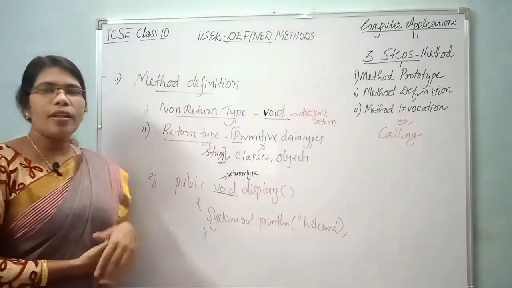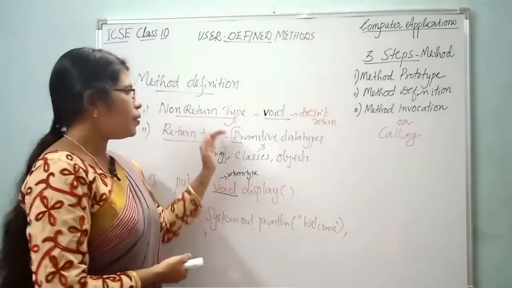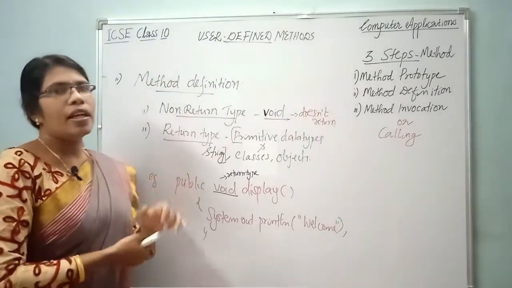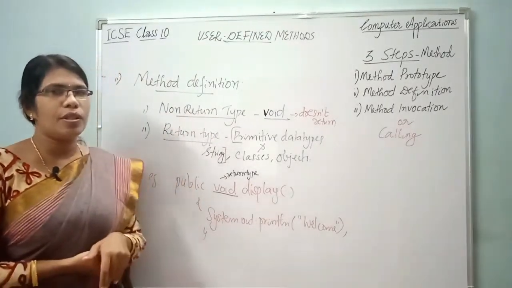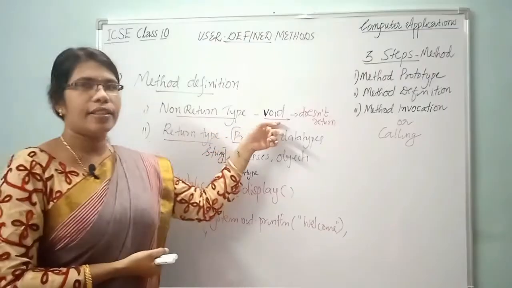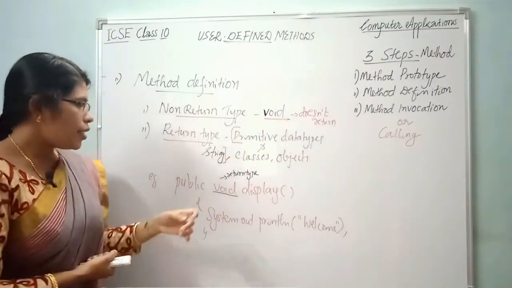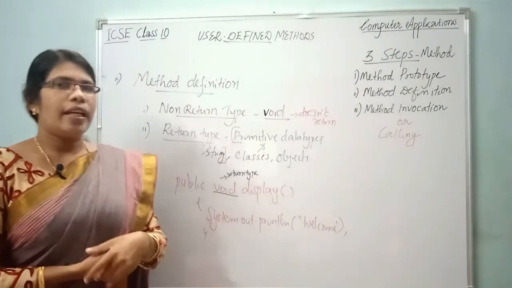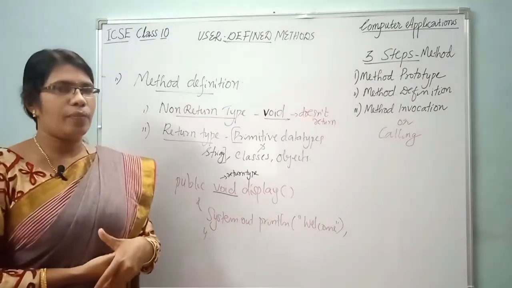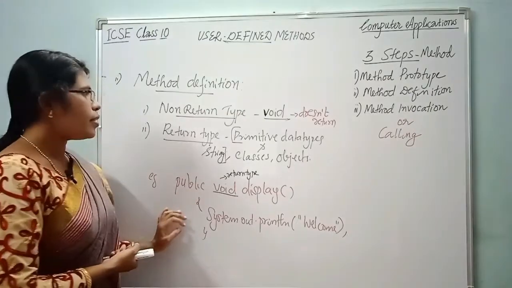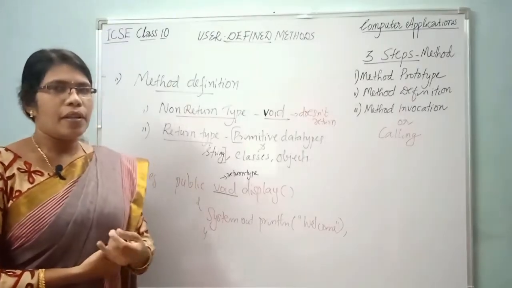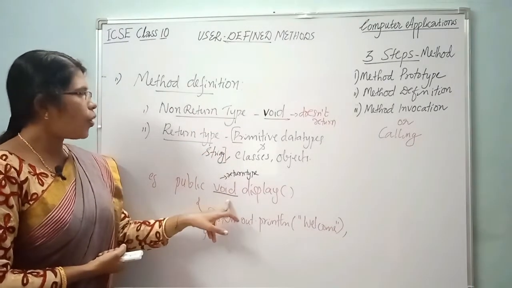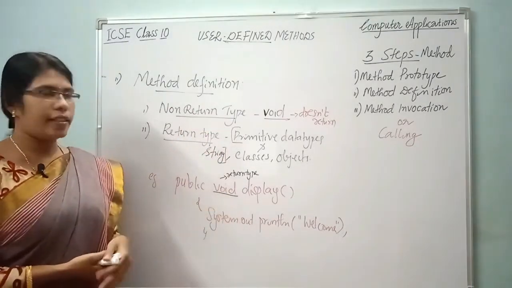So a method can be defined using any one of the two. The first one is non-return type, second one is return type. Non-return type means the function which uses the keyword void as a function data type and it doesn't return any value. It never returns any value from it. So this is the concept of non-return type.